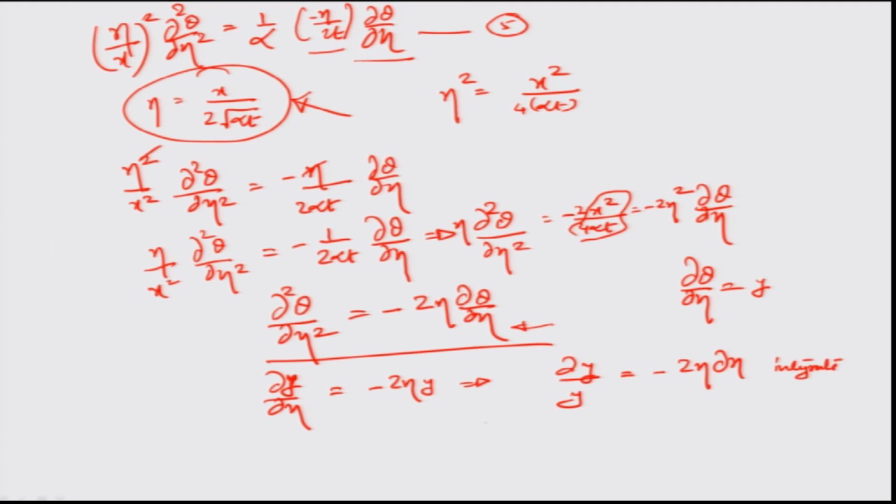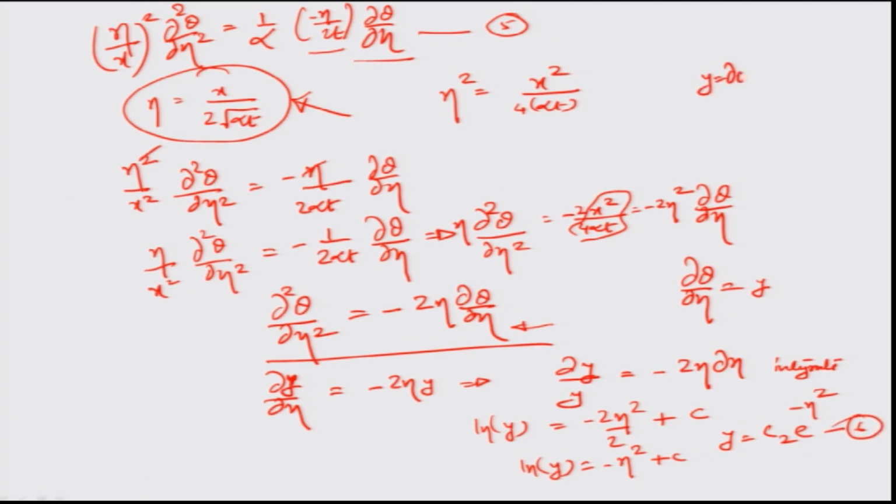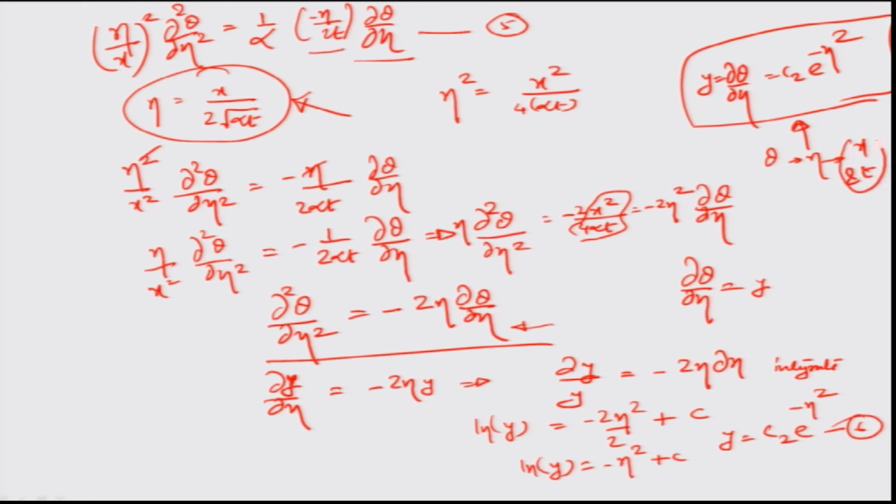So after integrating, this becomes ln y, and this becomes minus twice eta square by 2 plus the constant of integration c. In other words, this can be written down as ln y equals minus square of eta plus c, or y becomes equal to some constant c2 times e to the power of minus eta square. So let this be equation 6. As our y is actually equal to del theta by del eta, which can be written down as c2 e to the power of minus eta square, we can find out a solution for theta as a function of eta, and eta basically involves the variables x and t.